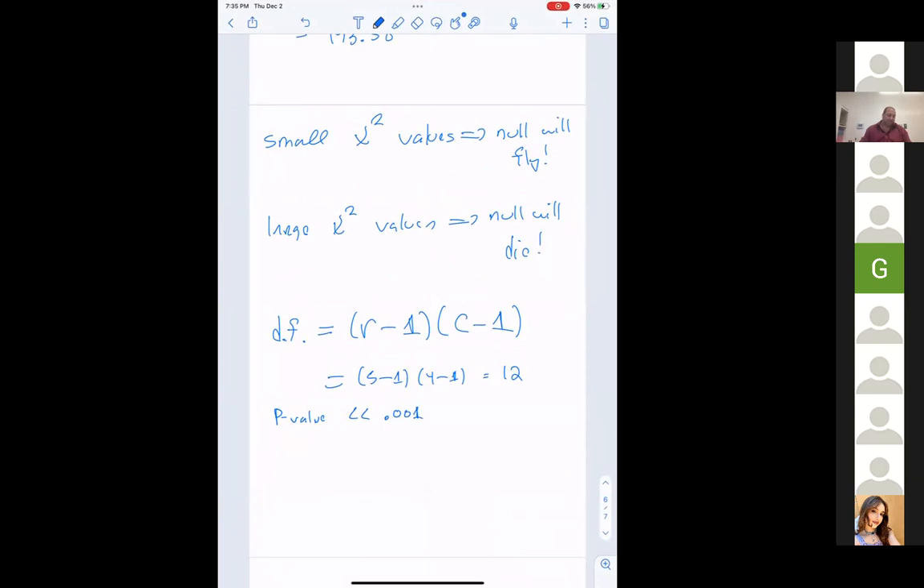Now, what does a p-value that small tell me? You reject the null hypothesis. We reject the null hypothesis. And therefore, there is some connection between them.